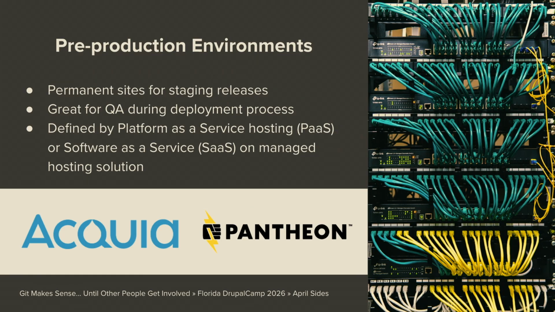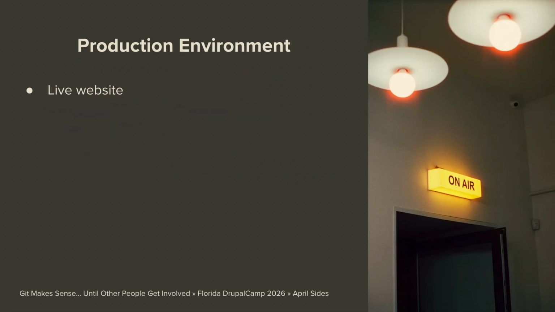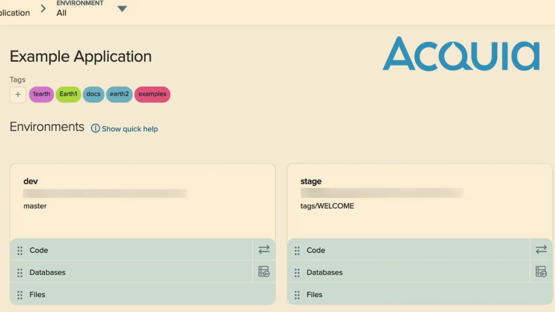Your pre-production environments are your permanent sites for staging and can be a part of your deployment process. They're great for the QA of the deployment process. Services like Acquia and Pantheon have this concept of having a dev, stage, and prod, or they may have other environments that you can add. And then your production environment is your live website. That's a great slide, right? One bullet point, a lot of white space.